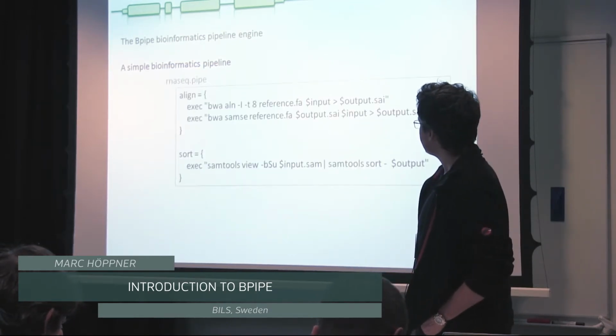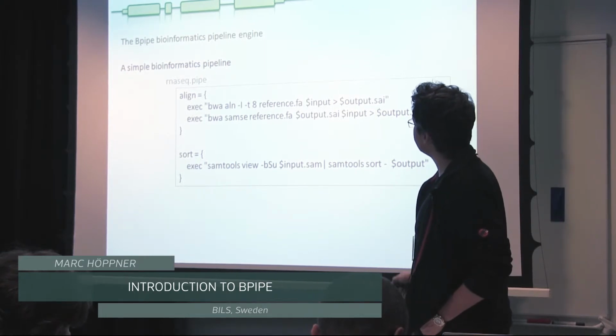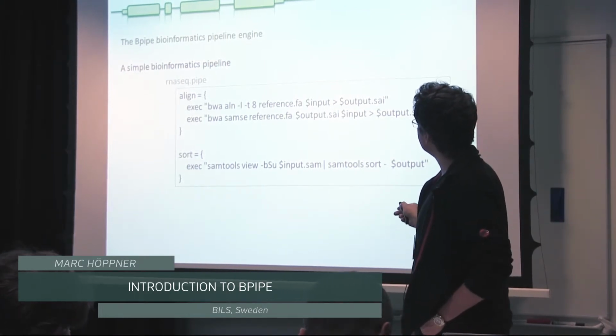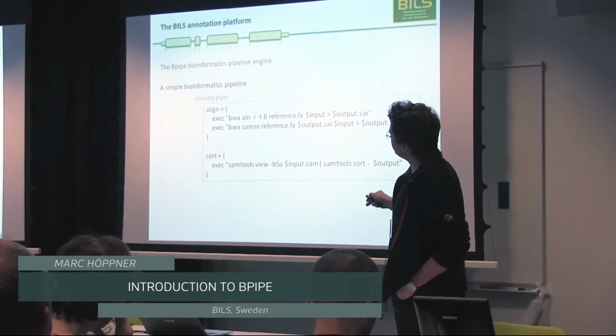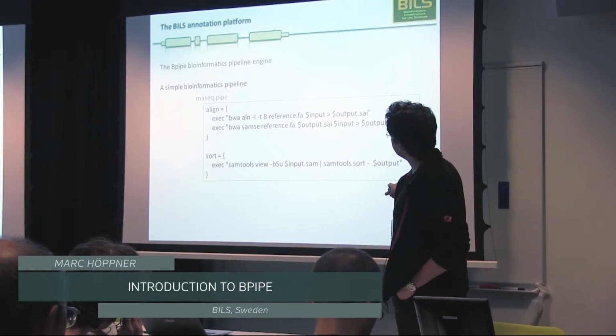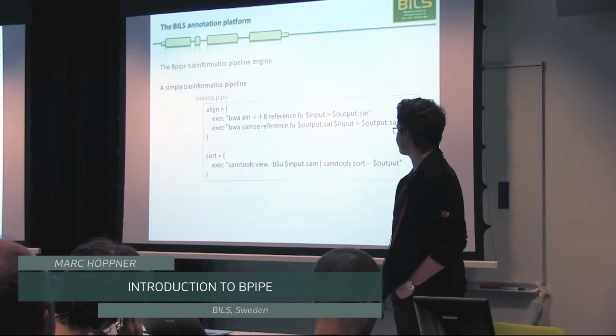So what Bpipe does is it has reserved variables. One is called input, and one is called output. And these variables are essentially passed between the stages. So something that comes into a stage is called the input. Something that is then defined as the output is passed on to the next stage in the workflow.